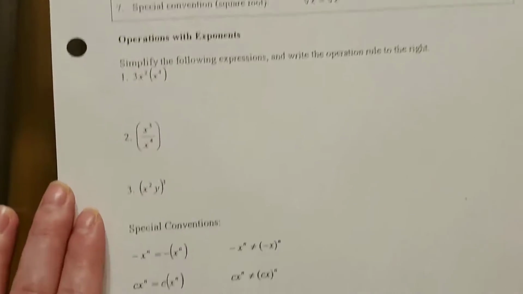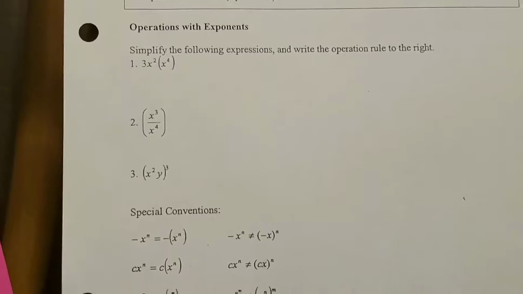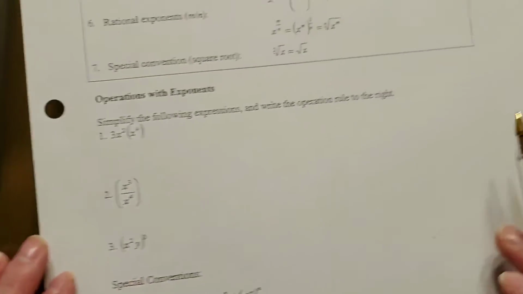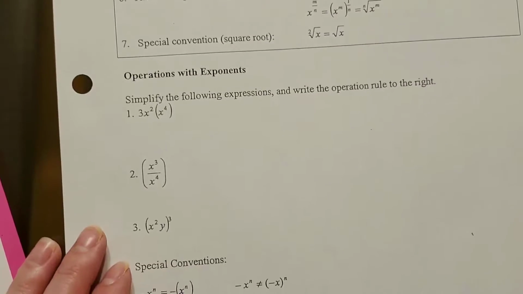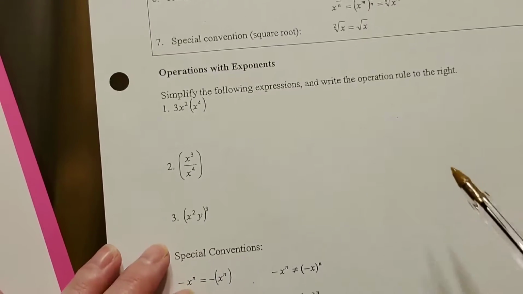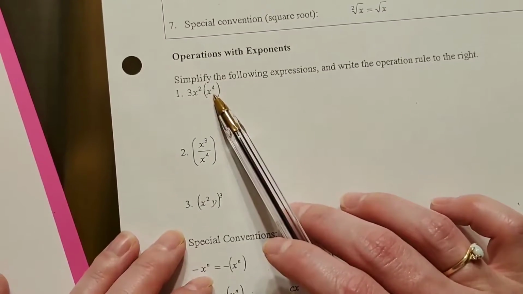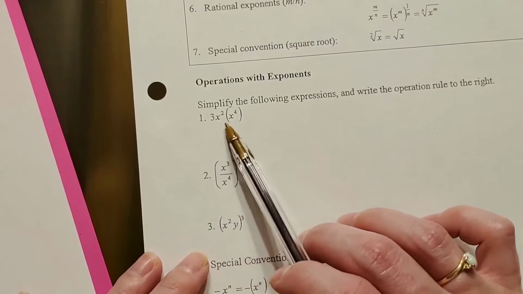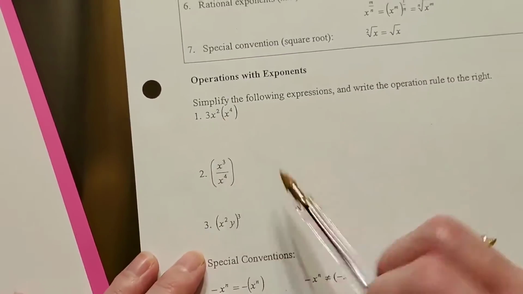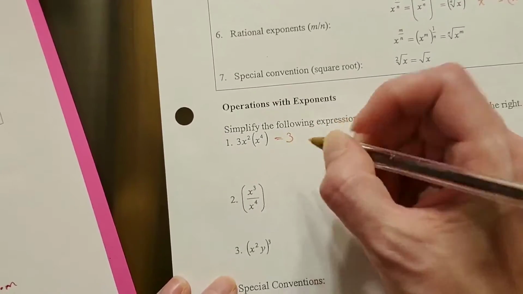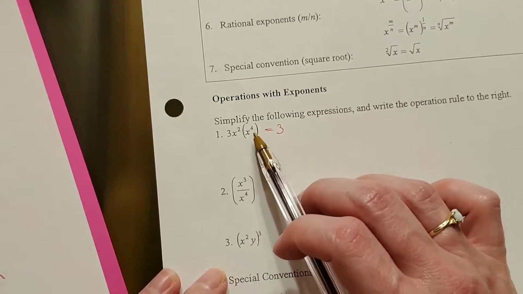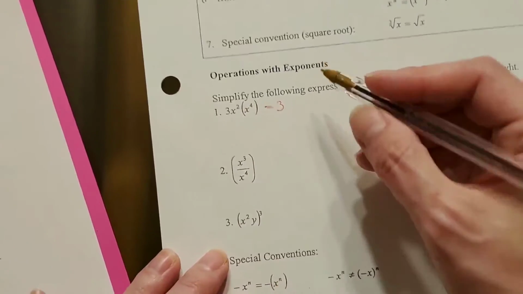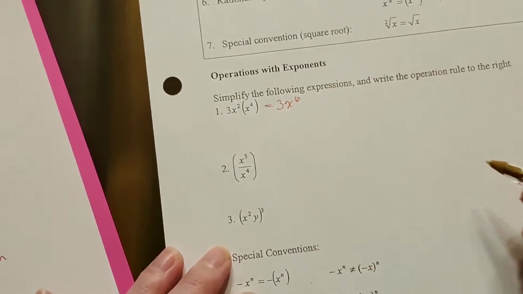Okay. So operations with exponents, simplify the following expressions and write the operation rule to the right. The first one, we have 3x squared times x to the 4th. So because we have multiplication between here, we're going to use the multiplication rule. Always multiply your numbers first, your coefficients. So here we have 3. This is assumed to be a 1. So 3 times 1 is 3. And x squared and x to the 4th. Since we are multiplying between our bases, that means we are adding the exponents. So this would come out to be 3x to the 6.